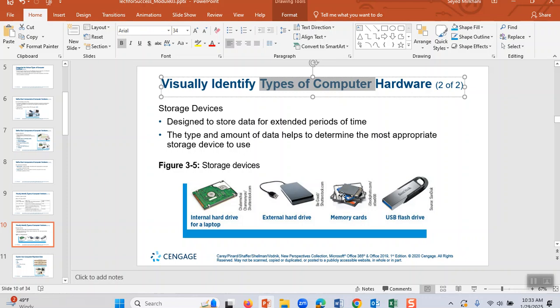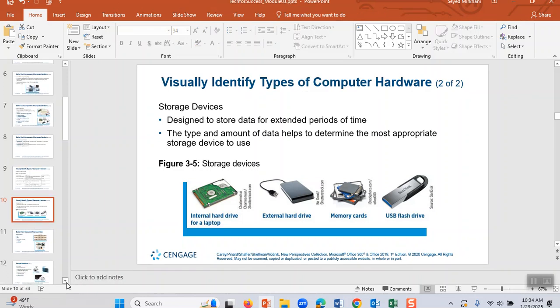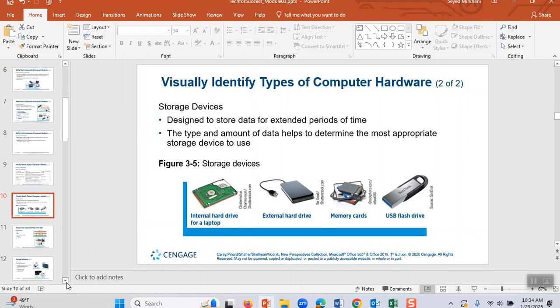Therefore, we want you to be familiar with these terminologies and what they are. When you go to stores like Walmart, Best Buy, I highly recommend going to different departments and looking at what they are offering, and you will learn a lot.